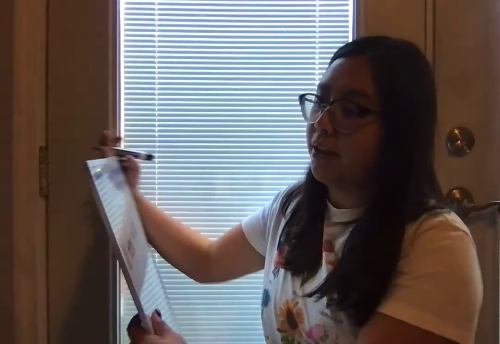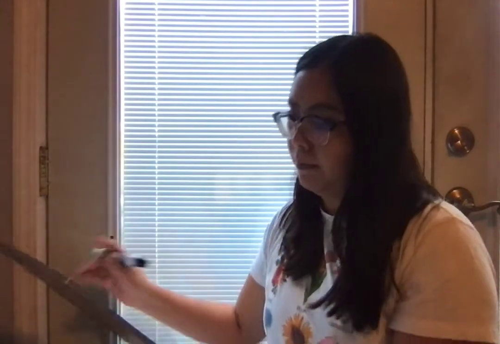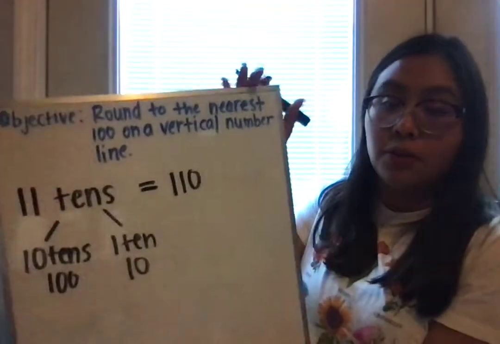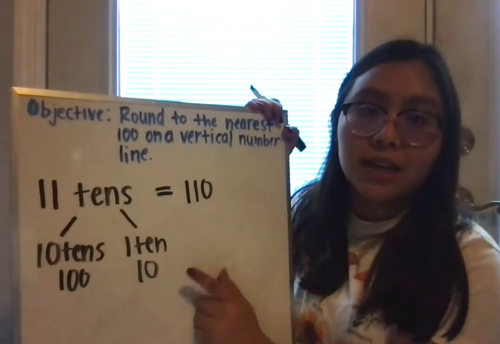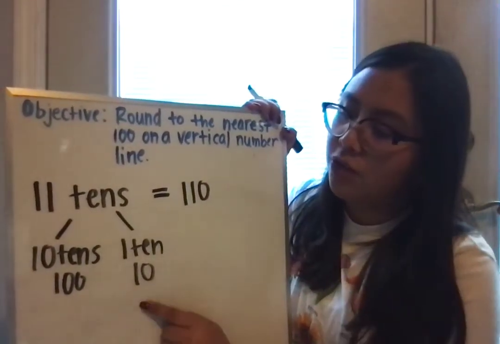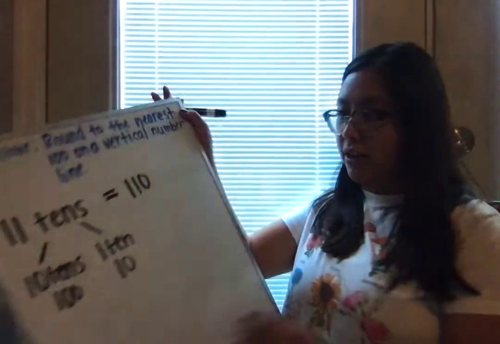So if we were to break this up, we know that 10 tens is the same as 100. And we know that 1 ten is 10. So if you can see the way that we've broken it up, 10 tens is 100 and 1 ten is the same as 10. And if we add those together, it gives us 110. So we're going to try another one.